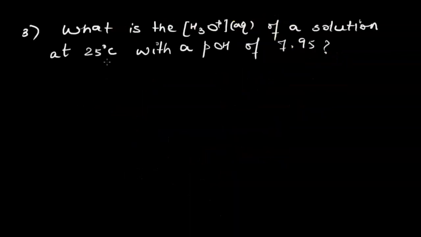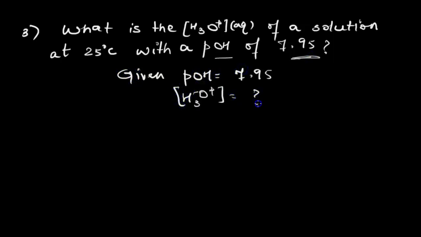Let's say the next question is, what is the hydronium ion concentration of a solution at 25 degrees Celsius that has a pOH of 7.95? Because we are given the value of pOH and we are looking for hydronium ion concentration, we definitely need to first use pOH to find pH. Then pH can give us the hydronium ion concentration.